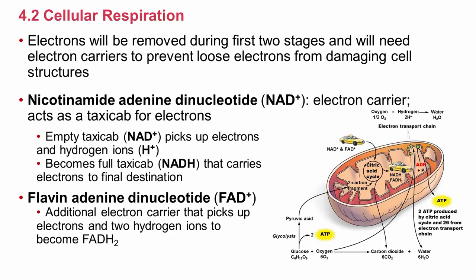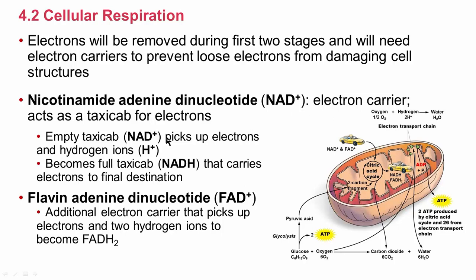Now there are 2 important molecules found in living cells. One of them is nicotinamide adenine dinucleotide. Now you can say that really fast, you can practice the big words, or you can use the initials as long as you understand what you're talking about. But we have nicotinamide adenine dinucleotide, and we have flavin adenine dinucleotide. Those are special types of nucleotides that we call electron carriers.